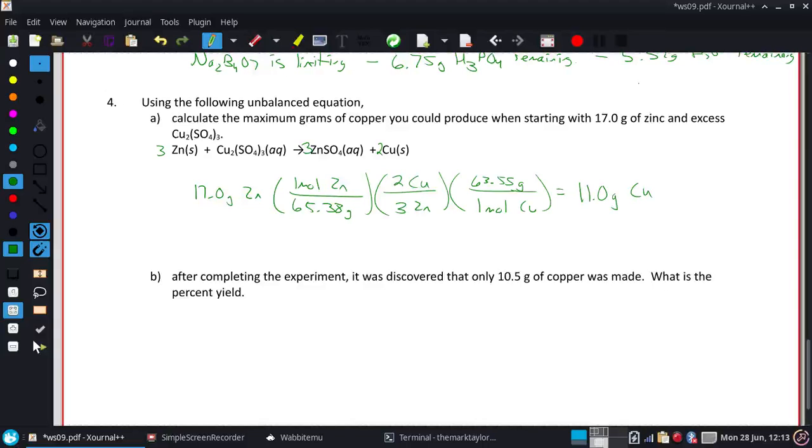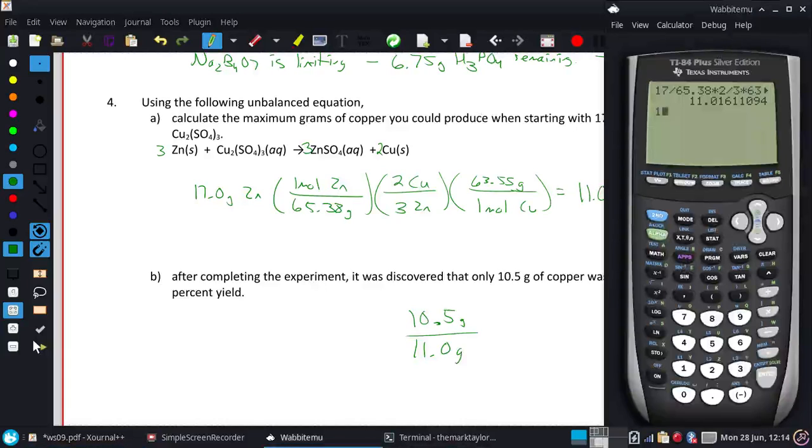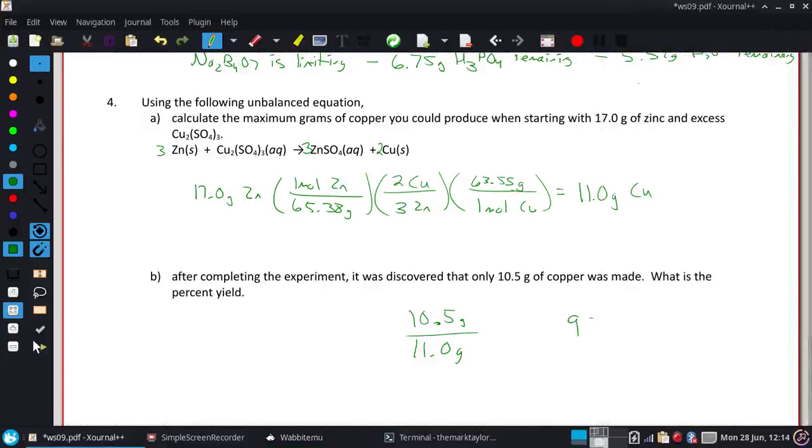Okay, the 11.0 grams of copper is the maximum possible. So that's the theoretical yield, but it wants to know what the percent yield is. So to get the percent yield, we see that we only made 10.5 grams. And we're just going to take that and divide it by the 11 we just found. So actual over theoretical. And we're just going to turn that into percent. So 95.3%.